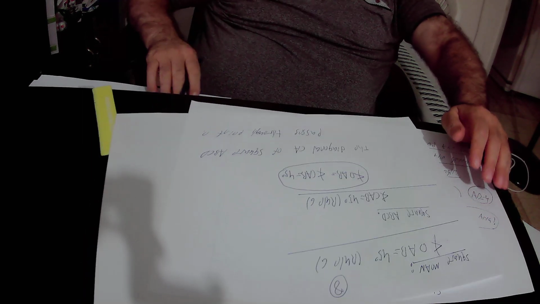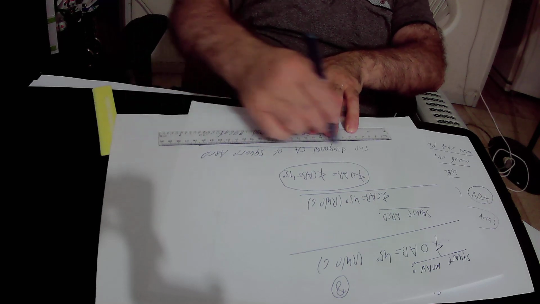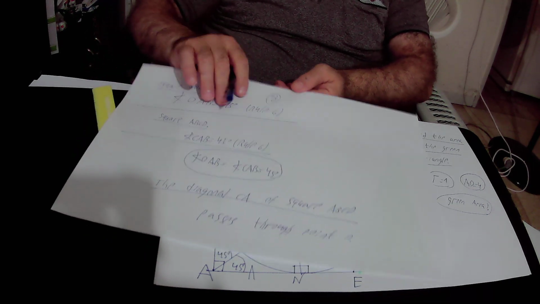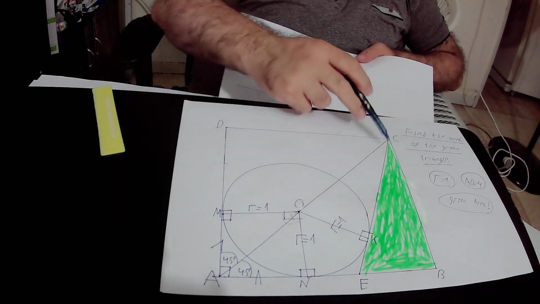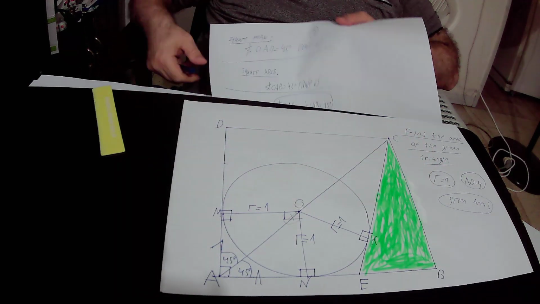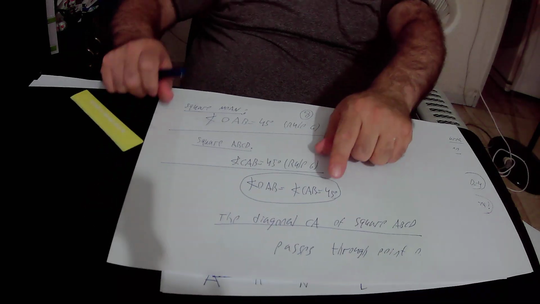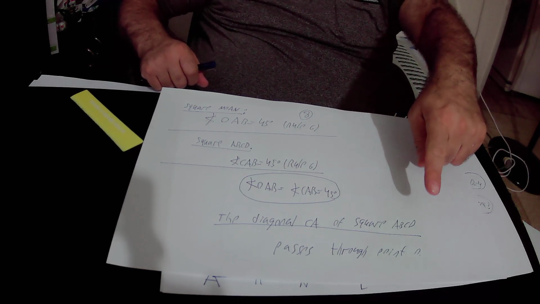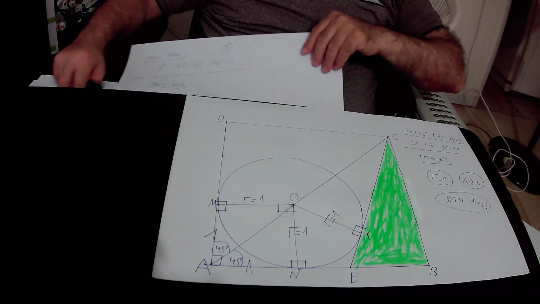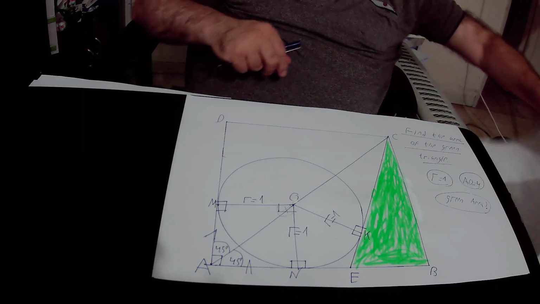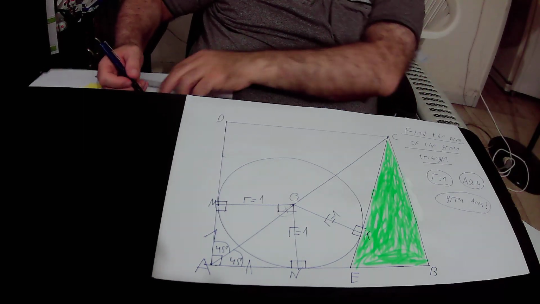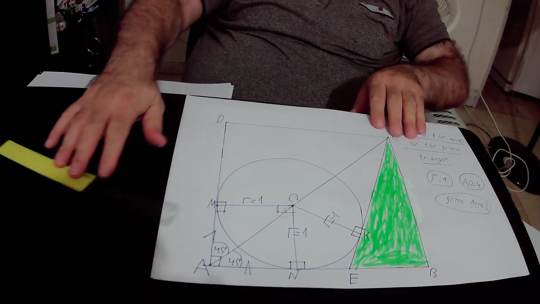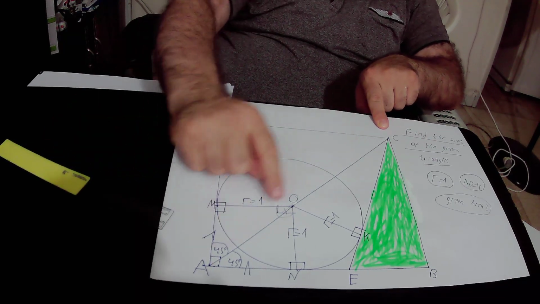I'll read again the conclusion. From the fact that angle OAB equals angle CAB, we will conclude that the diagonal CA of square ABCD passes through point O.